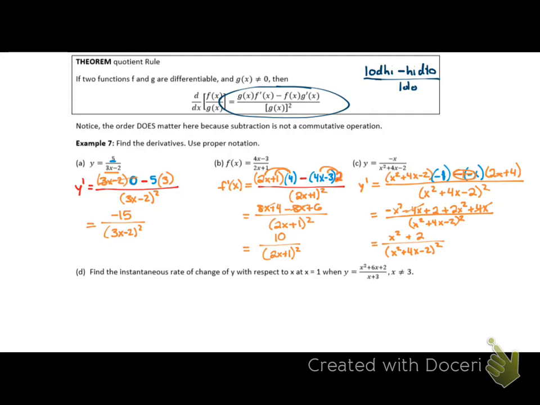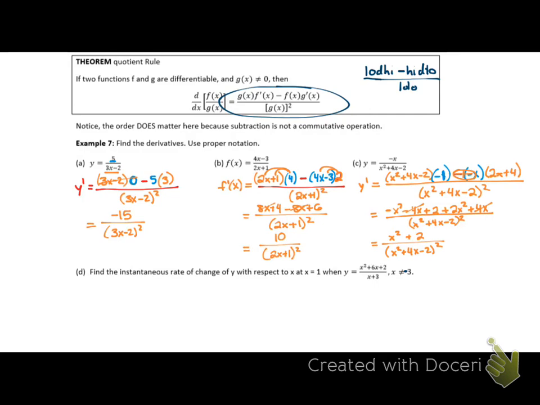All right, so in part D, it asks us to find the instantaneous rate of change. Oh no, what's an instantaneous rate of change? A derivative. That's all it is. So we're still taking the derivative of y with respect to x at x equals 1 when y equals this equation where x does not equal negative 3. Now, x cannot equal negative 3 because negative 3 plus 3 is 0 and you're not allowed to divide by 0.